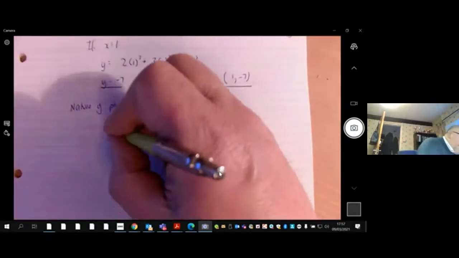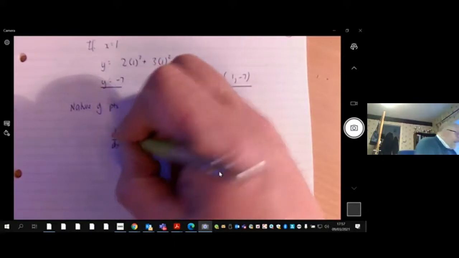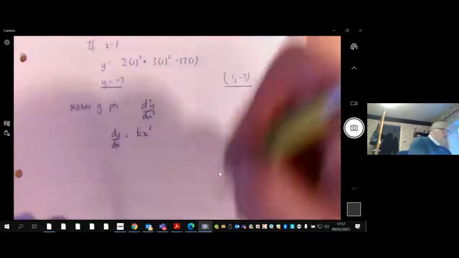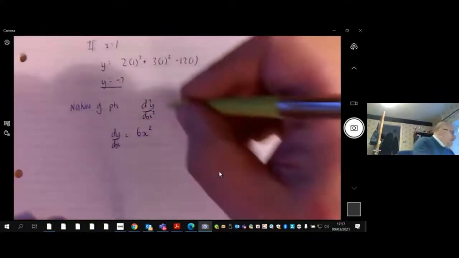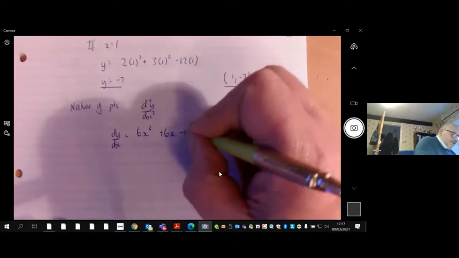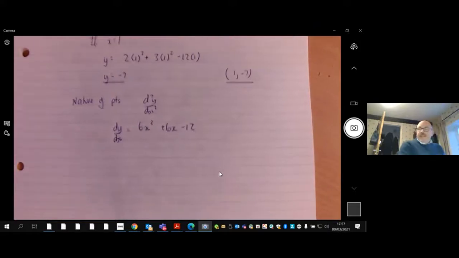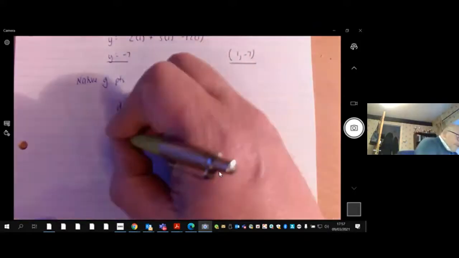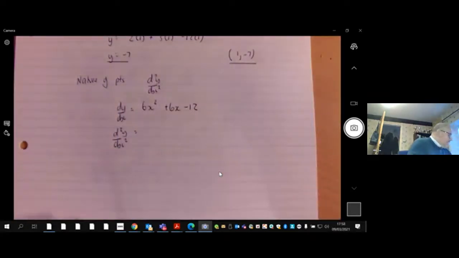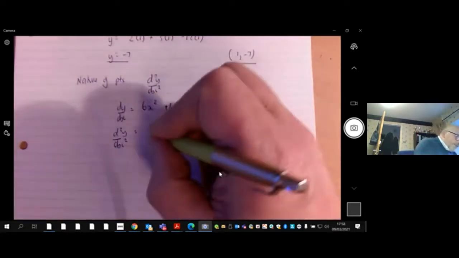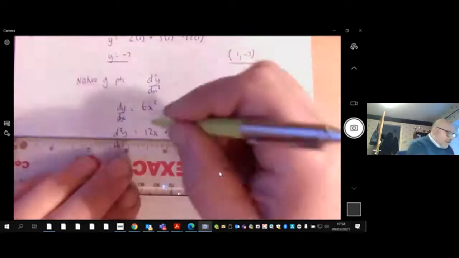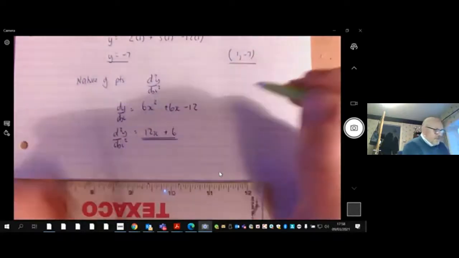Where's my starting point? Well, dy by dx is 6x squared plus 6x minus 12. I've already worked this out, so I refer back to where I did this, and I differentiate again. d2y by dx squared equals 12x plus 6. There's a mark for that, so tell the examiner, look at that, give them the mark.